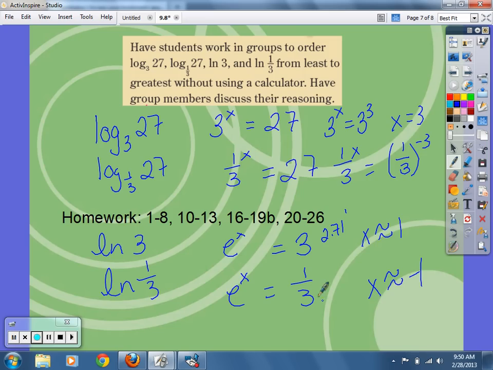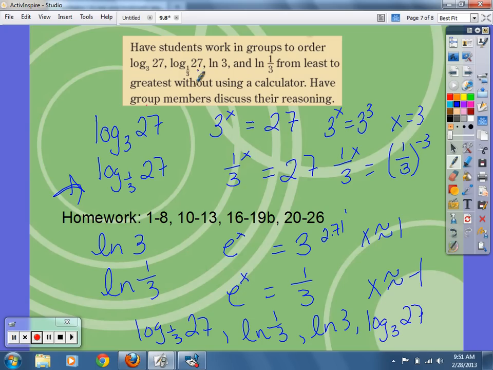So if we put them in order, from least to greatest, my smallest number would be this guy. My next one would be natural log 1/3. Then we'd go to natural log 3. And we'd wrap it up with log base 3 of 27. When you're ordering these things without a calculator, change them all over to exponents and do some approximation, juggling, guessing to figure out what we have here.